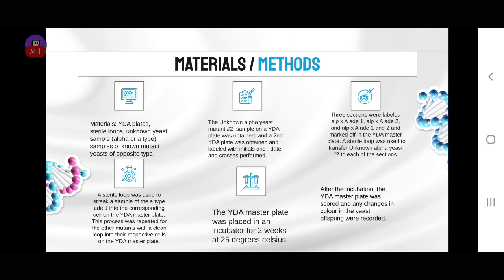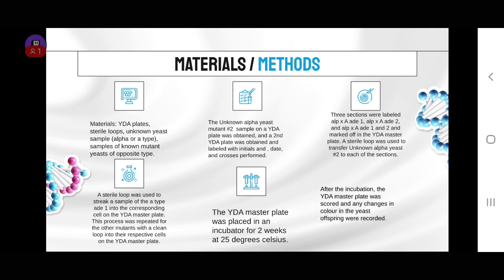In the master plate, a sterile loop was used to transfer the unknown alpha yeast to each of the sections. A new sterile loop was used to streak a sample of the A-type ADE1 to the corresponding cell on the YDA master plate. This process was repeated for the other mutants with a clean loop into their respective cells on the YDA master plate.